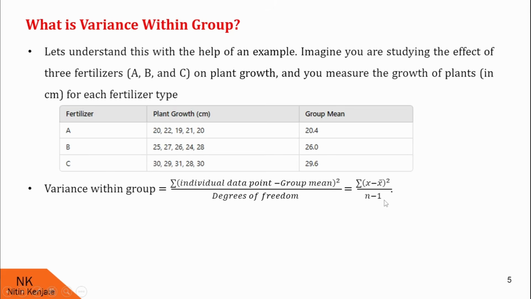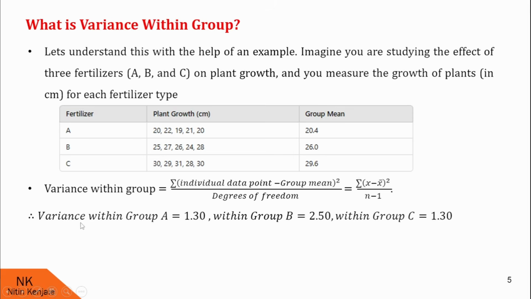It is given by n minus 1. Since there are 5 samples, so its degree will be 5 minus 1, that is 4. So when we calculate this, I found variance within group A is 1.30. Similarly, you can calculate variance within group B and variance within group C. You can pause the video and check these calculations.